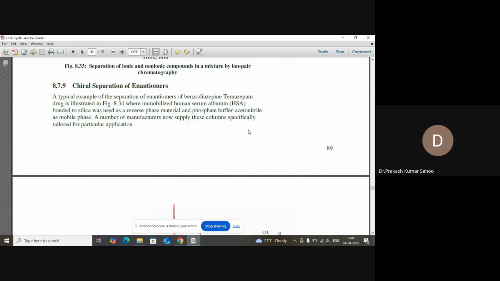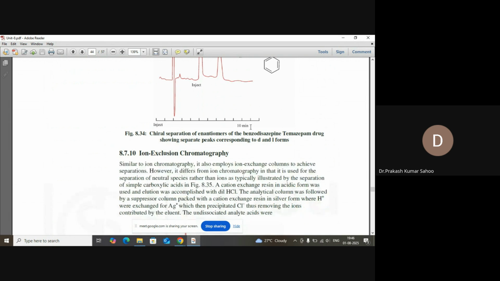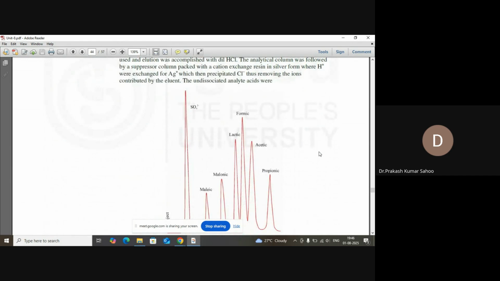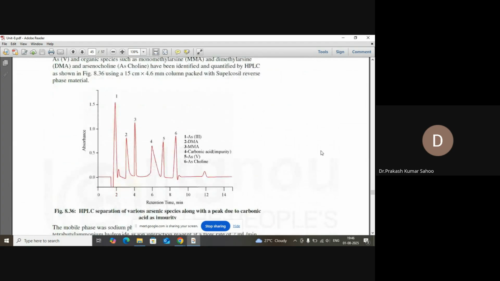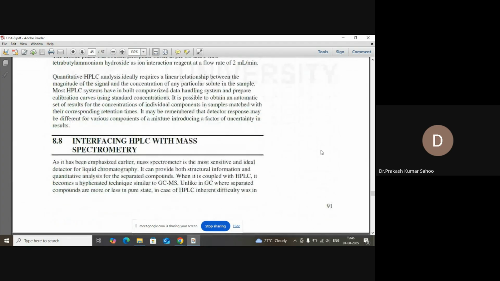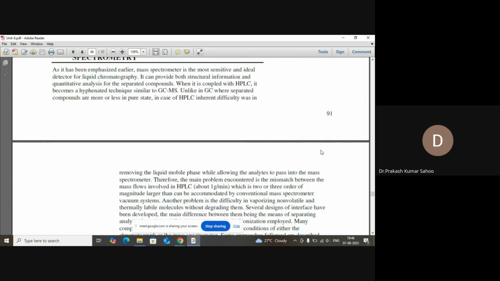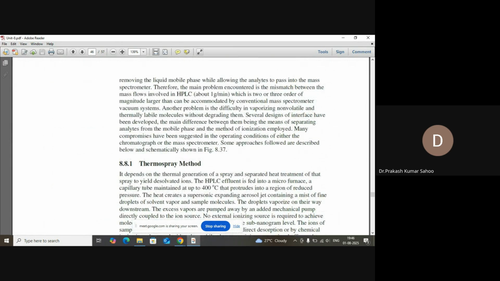Then again the chiral separation of enantiomers, where D and L forms of a specific chiral compound or chiral center are also identified. Then ion exclusion chromatography, where different ions are excluded, and we have speciation studies. Under this, we have the interfacing of HPLC with mass spectrometry. This is your HPLC, that is GCMS, which is used in spacecrafts, and LCMS, HPLC.